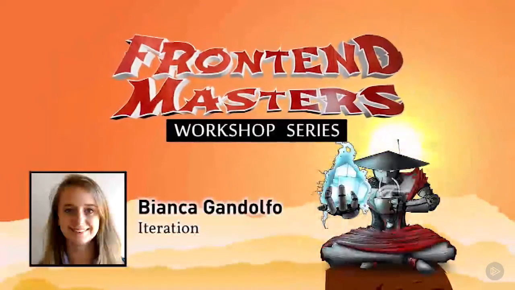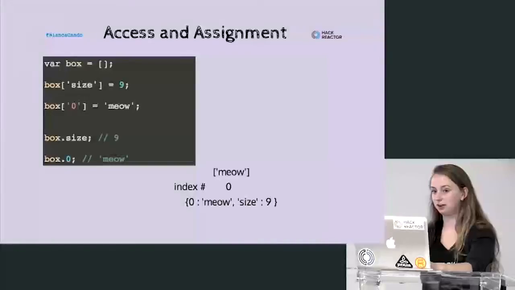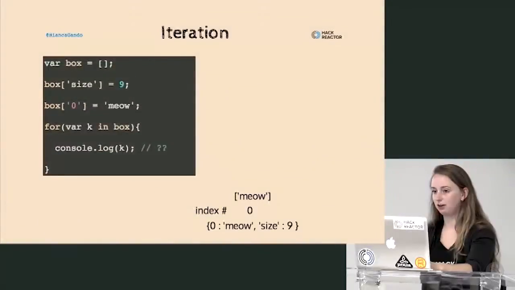So those are some things that are kind of cool about arrays that make them just like objects. And we were just talking about this for-in loop that we can use with objects. And if an array is an object, shouldn't it work? What are our predictions?